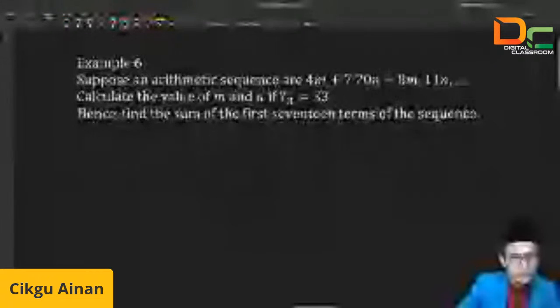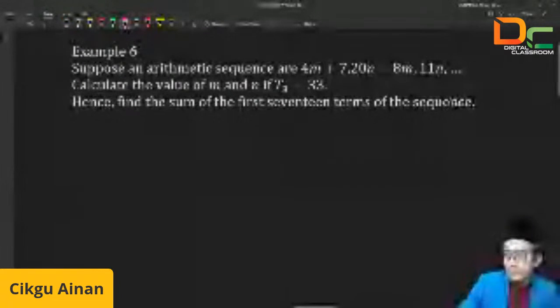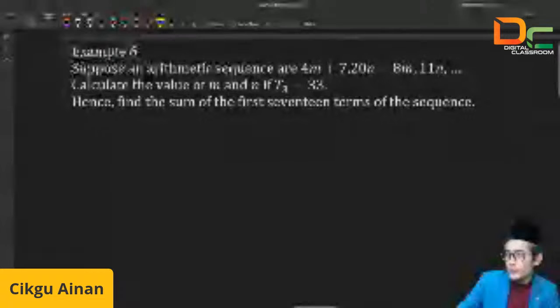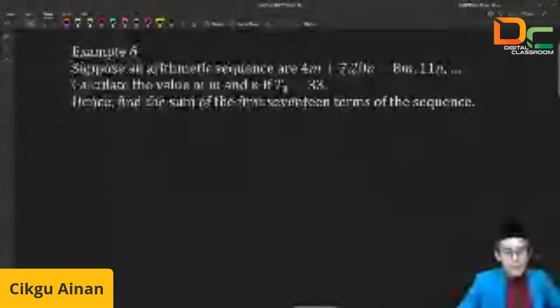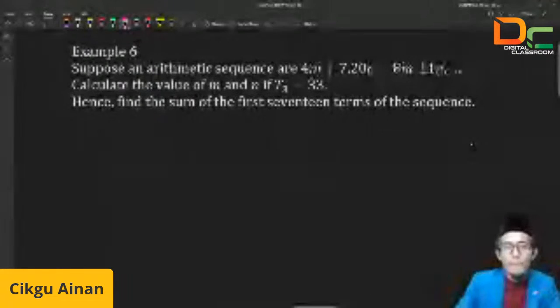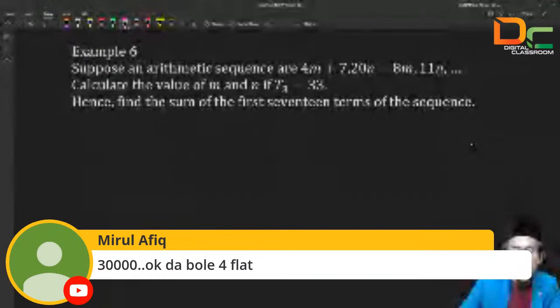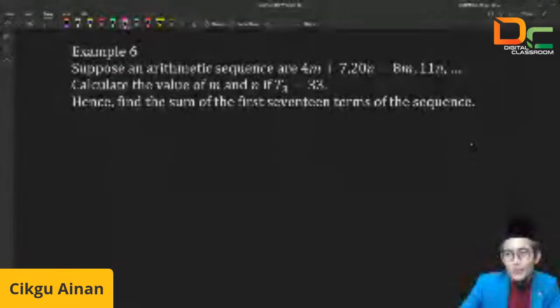Okay, we move on to the sixth one. Suppose an arithmetic sequence are 4m plus 7, 20n minus 8m, 11n, and so on. Dah boleh 4 flat. Betul Miro, boleh dah insyaAllah. Usaha, doa sikit. InsyaAllah boleh. Calculate the value of m and n if T3 is 33.